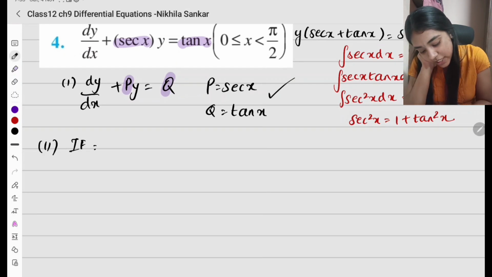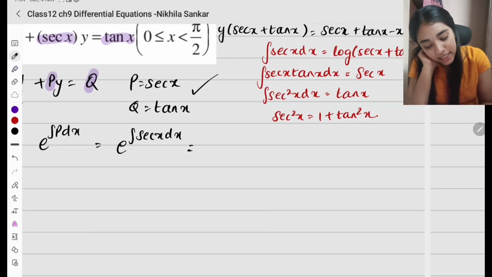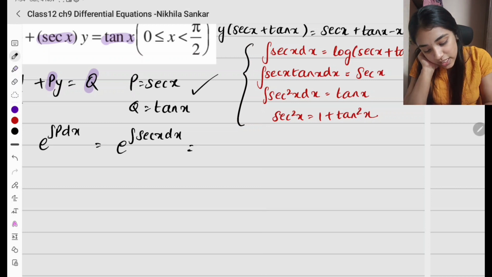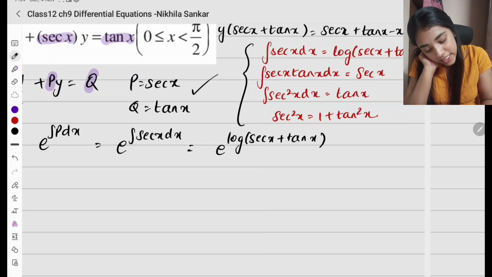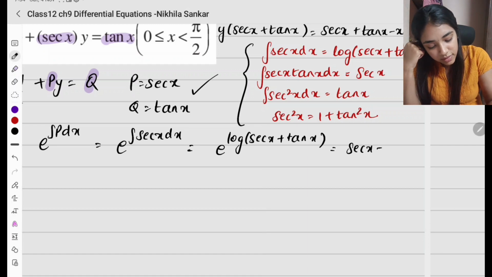So, first step முடிஞ்சது. இப்போ second step enna? I need to find the integration factor, which is e raised to the power integral p dx, which is e to the power, p enna? Secant x dx. So what is integration of secant x? இந்த இடத்துல நான் secant x ஓட different integrations எழுதிருக்கேன். So integration of secant x is going to be log of secant x plus tan x. This is going to be e to the log of some function, which is the function itself. So secant x plus tan x.